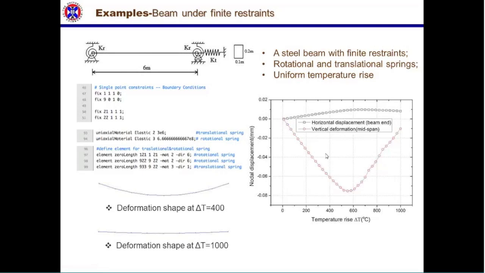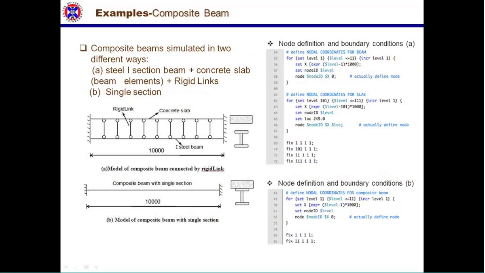So that's the third example. Another very important example that we always test is of composite beams, where we have steel and concrete composite, and we use two methods of solving it. One, we assume rigid links between the steel and the concrete, and another one where we assume a single section. Actually, the figure is misleading because both sections are taken as exactly the same. So there is actually a gap in the second section as well.